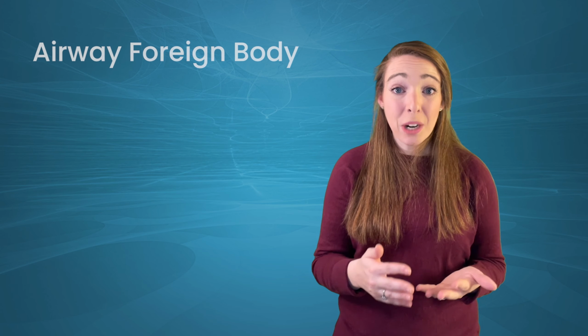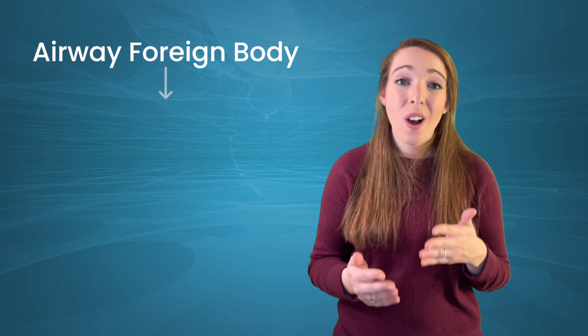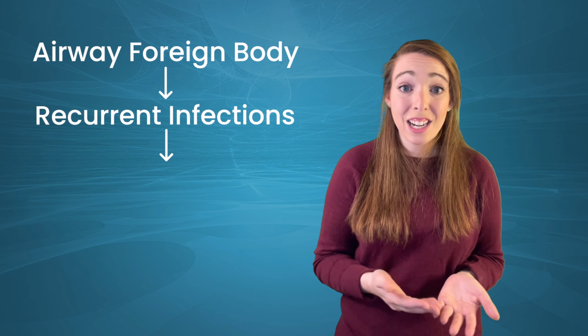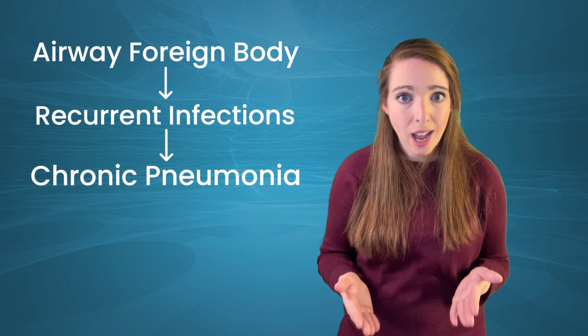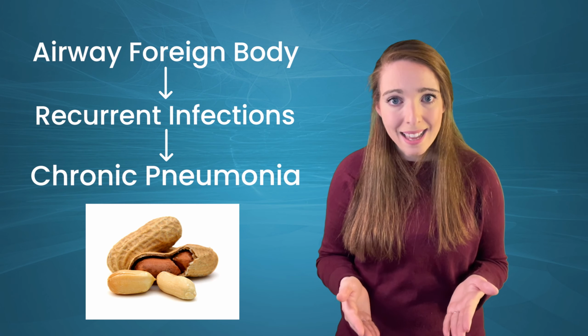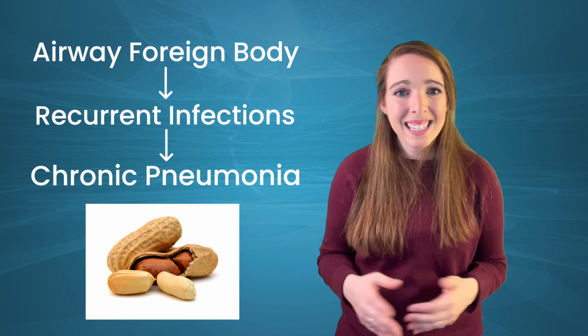Now, often, empyemas and effusions are a parapneumonic process from infectious pathogens that cause pneumonia. But for young kids, think ages 1 to 3, we can't forget the chance of an airway foreign body. Those can also cause recurrent infections and chronic pneumonia. The most common culprit? Peanuts. And peanuts can't be seen on chest x-ray.